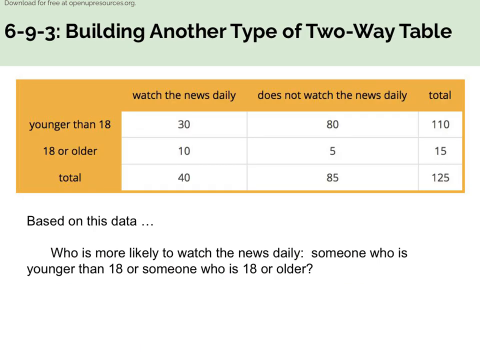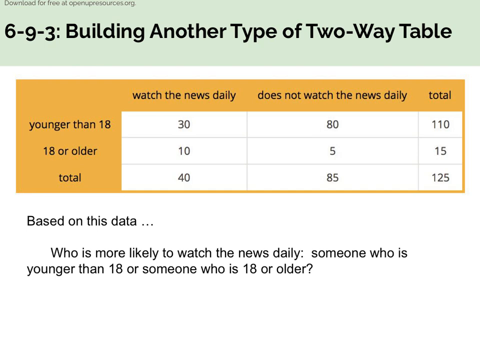All right, to kind of get our brain started about two-way tables, this is a two-way table, okay? And just kind of look at it for a second. And based on the data, who is more likely to watch the new daily news? Somebody who is younger than 18 or somebody who is 18 or older? So go ahead and think about that for a second, answer that question, and then come back to me.